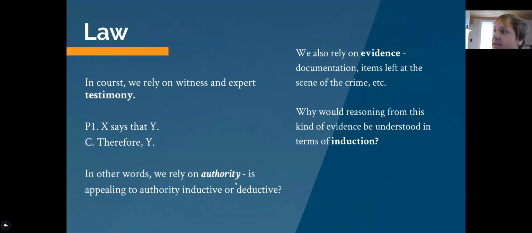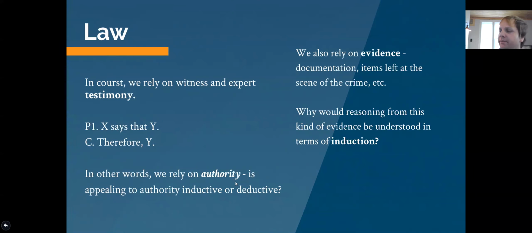Another case where we find inductive arguments is in the case of testimony in the law. So a lot of court cases, for example, would rely on witness or expert testimony to construct inferences and say that we have reason to believe this person broke this law for this reason, because they were seen doing this on this day or whatever. But if you try to break down the structure of an argument that bases itself on testimony, you should be able to see straight away that this is not a valid argument.